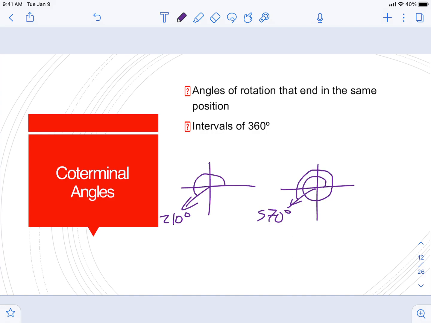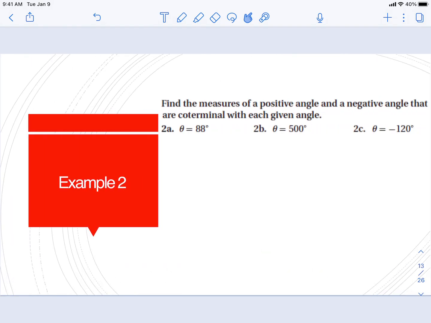So essentially, what we're going to be doing is just taking whatever our angle is and adding and subtracting 360 degrees to find different coterminal angles. This is really what these problems are always going to look like: we want to find a positive and negative angle that are coterminal with each given angle, right? So all it is, is adding or subtracting 360 degrees.